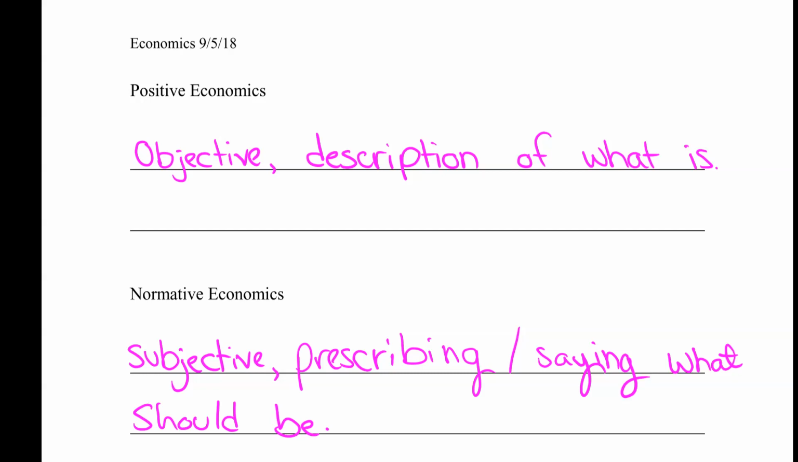So this would be like, we should pursue this policy. So some progressive politicians might say we should have free college for all. We should have free Medicare for all. The government should be paying for those things. That is subjective and therefore normative economics.